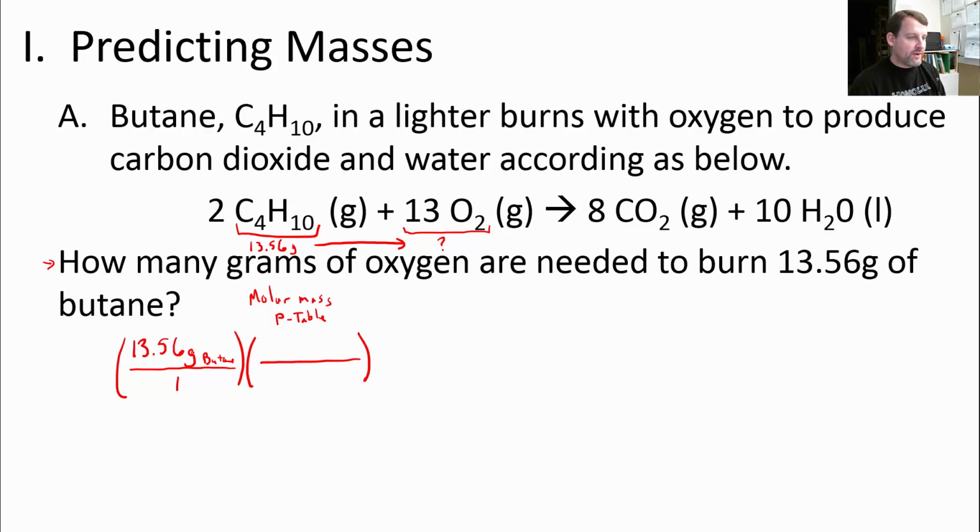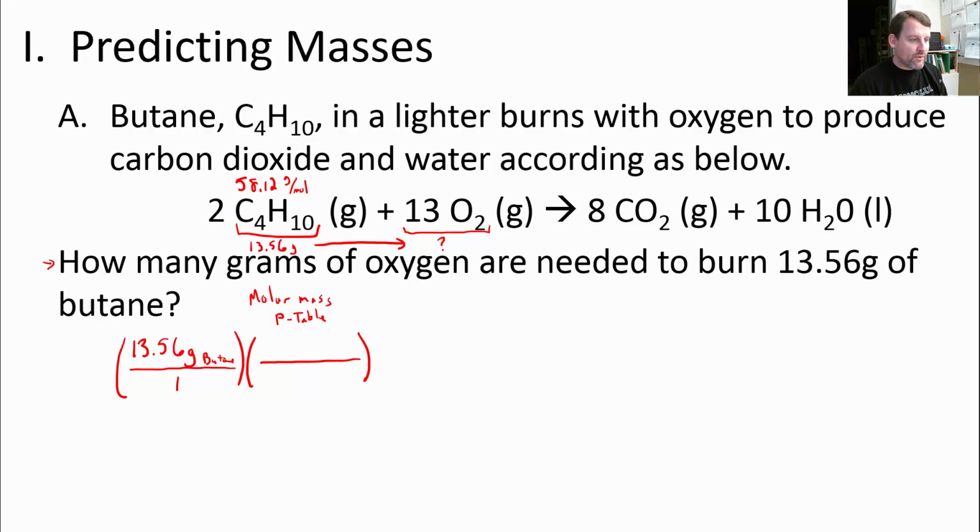So when we look over here, for butane we know that there are 4 carbons. So we do 4 times the mass of carbon plus 10 times the mass of hydrogen. And what we get from that is 58.12 grams per mole. So each mole of butane has a mass of 58.12 grams. Now we have 13.56 grams of butane, and because 1 mole is 58.12 grams, we must have less than a mole here. But let's do that work real quick.